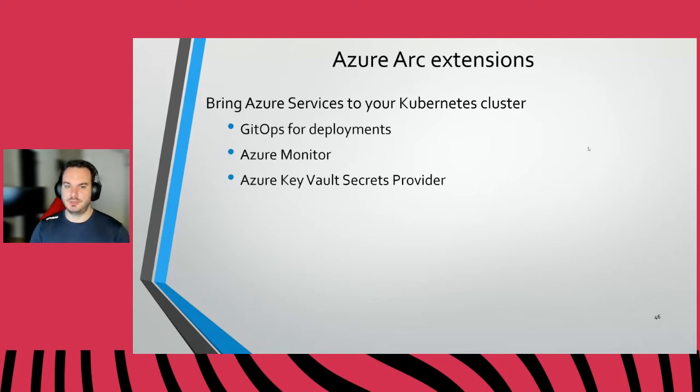So what we're going to take a look at now is the GitOps extension, so we can manage our deployments, the Azure Monitor for monitoring and alerting, and the Azure Key Vault extension to have a link between our Kubernetes cluster and the Azure Key Vault.